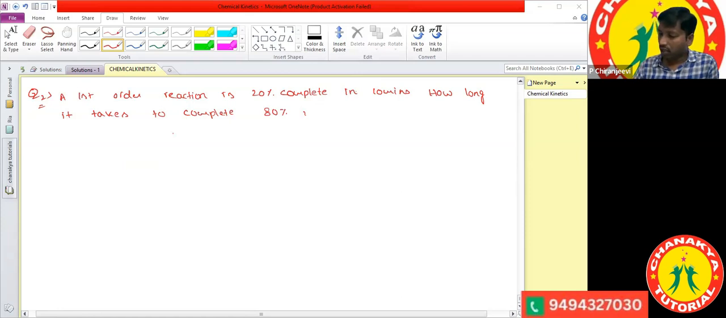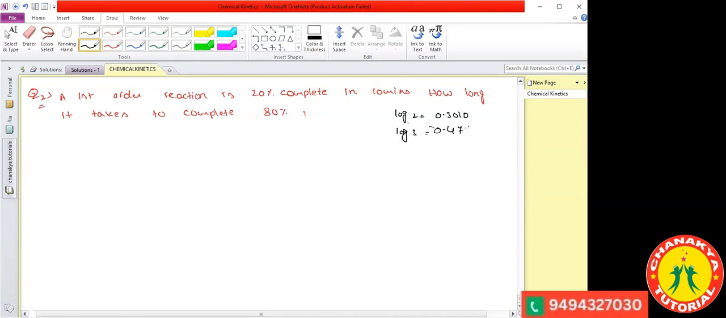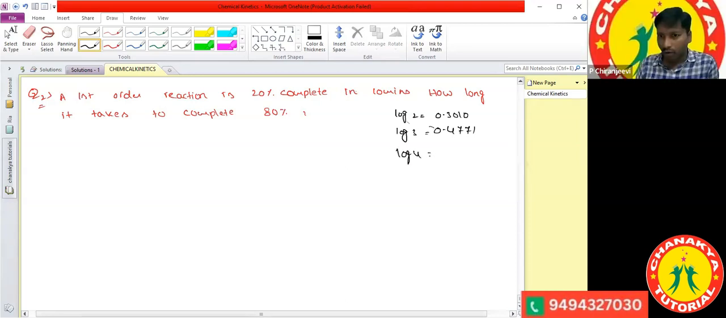What is the data they had given, ma? Log 2 is equal to 0.3010. Because log values are required, what is the log 3 value? There is a rate constant given. Log 4, what is the log 4 value?